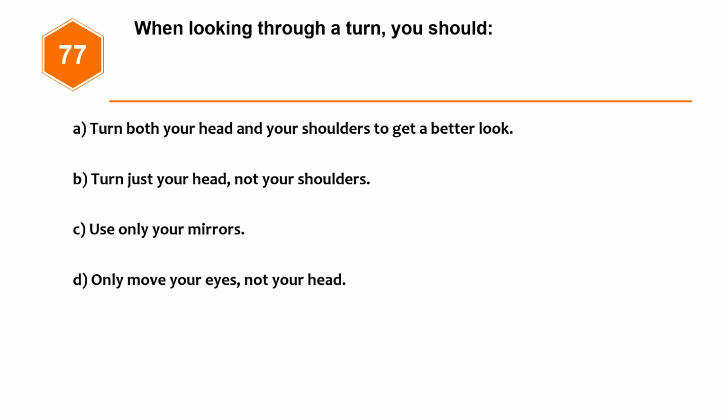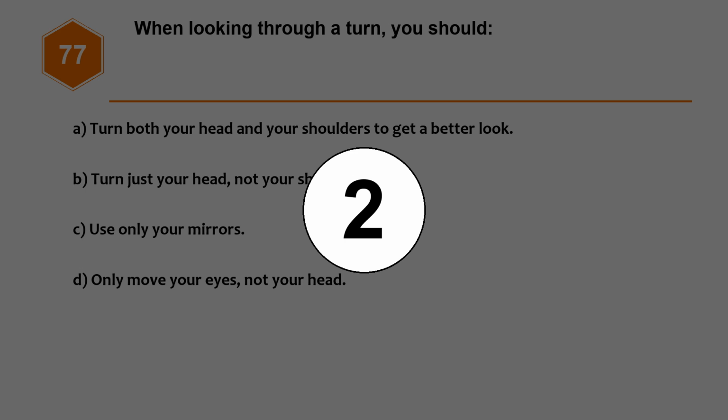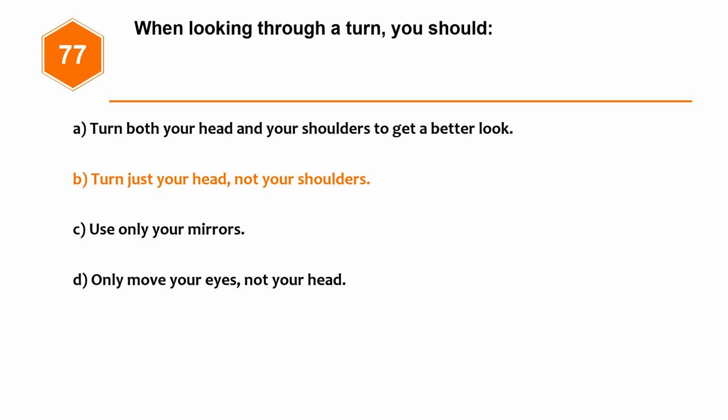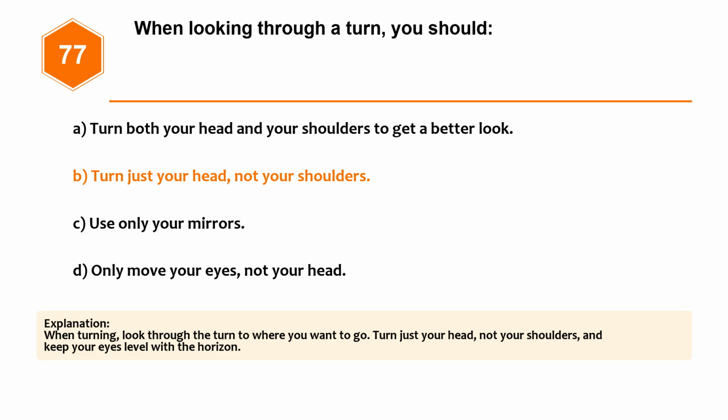Question 77. When looking through a turn, you should, option A, turn both your head and your shoulders to get a better look. Option B, turn just your head, not your shoulders. Option C, use only your mirrors. Option D, only move your eyes, not your head. The correct answer is option B, turn just your head, not your shoulders. Explanation. When turning, look through the turn to where you want to go. Turn just your head, not your shoulders, and keep your eyes level with the horizon.